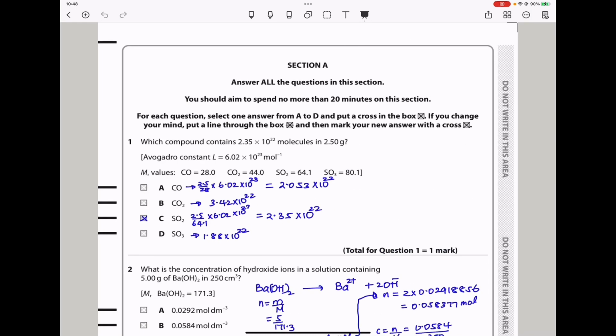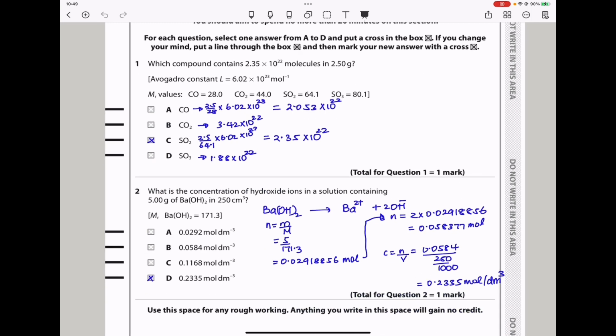Question 1 says, which compound contains 2.35 times 10 power 22 molecules in 2.5 grams? So they've given us Avogadro's constant. The number of molecules is going to be the mass divided by the molar mass times Avogadro's constant. For this one here, I got that. For this, it is 2.5 divided by 64.1 times that, and I got that. And for this, I did the same thing, 2.5 divided by 80.1, and I got that. So C was my answer.